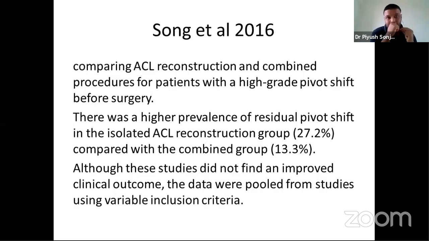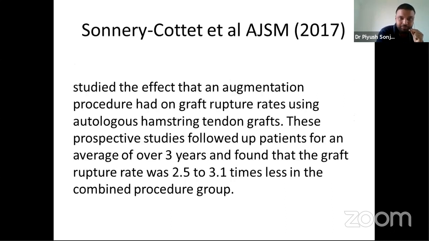Song et al. in 2006 compared ACL reconstruction and combined procedures for patients with high-grade pivot shifts before surgery. So they got similar results: higher prevalence of residual shift in the isolated ACL reconstruction group compared to the combined group. So this is in accordance with our study. Although these studies did not find an improved clinical outcome, the data were pooled from studies using variable inclusion criteria. So it was not focused.